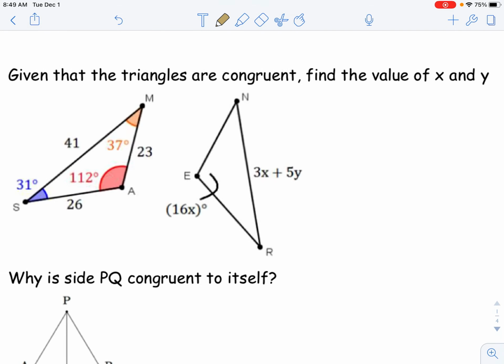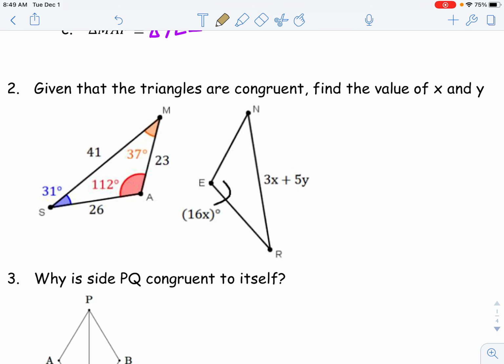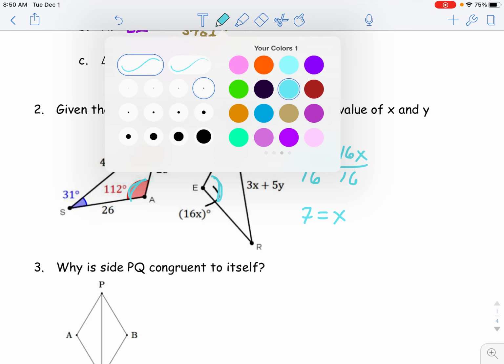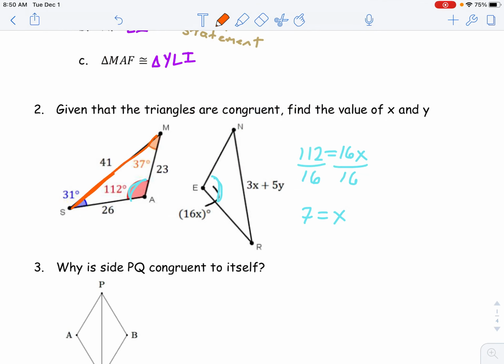We've got to find the values of x and y. Well, A and E correspond. So I'm going to do 112 equals 16x. Divide both sides by 16. I'm going to get 7 equals x. Not bad at all. Okay, I'm glad I did x first. Why? Because this problem's a little bit of a doozy.